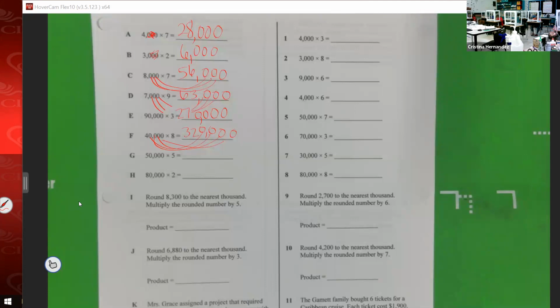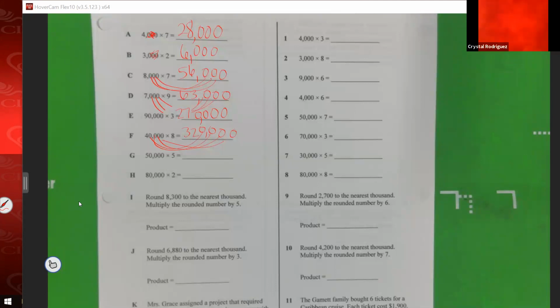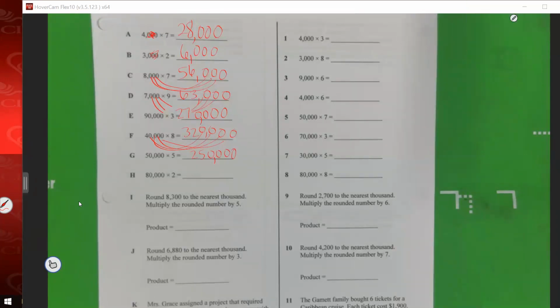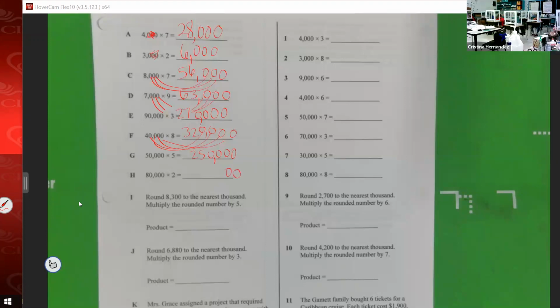At home, on G, how many trailing zeros? 4. 1, 2, 3, 4, and then 25. H. Here, how many trailing zeros? 4. Good job. I had somebody else answer. 8 times 6 is what? 16.